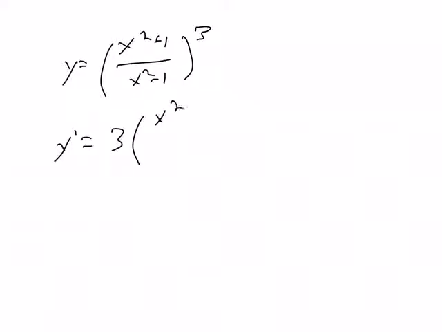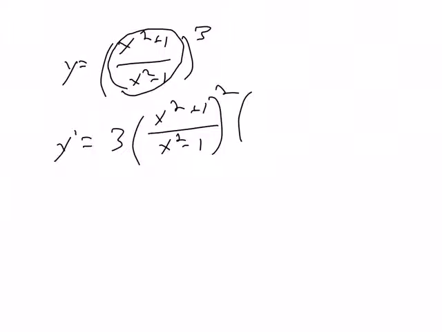We have y is equal, interesting problem, to (x squared plus 1 over x squared minus 1) to the third power. So y prime is going to be 3, and then we're going to keep the entire function inside the same, to the second power. Now we're going to take the derivative of the function inside and multiply it over here.